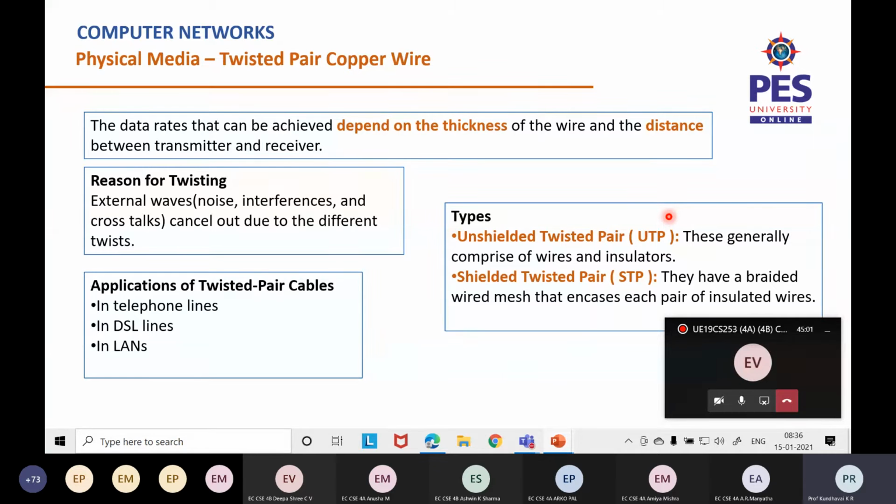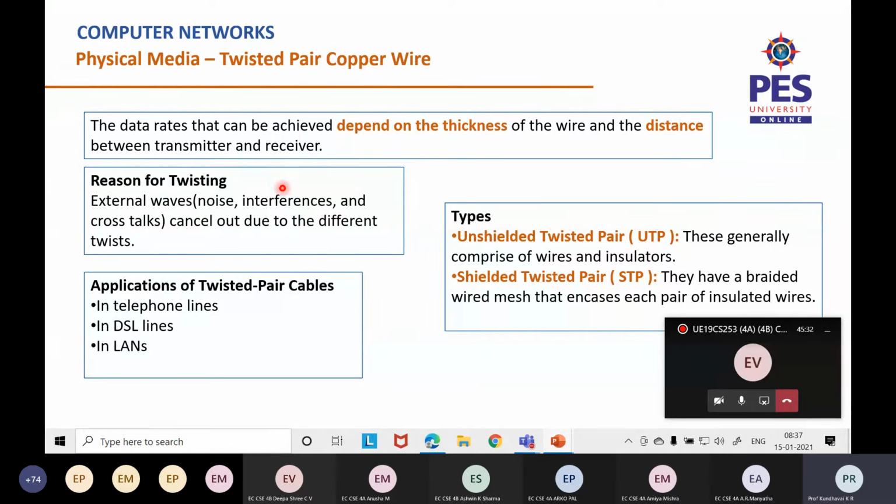The data rates that can be achieved depend on the thickness and also the distance between the transmitter and receiver. Please underline these two. The thickness normally would be 1 mm, but it need not be that. As technologies are getting upgraded on a daily basis, it need not be the same thing. So it depends on the thickness and the distance between the transmitter and receiver.